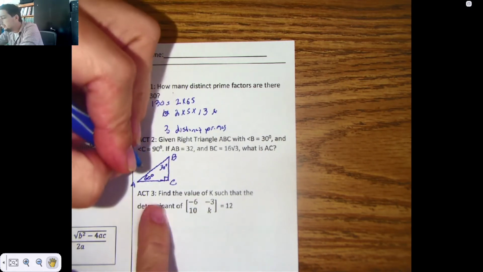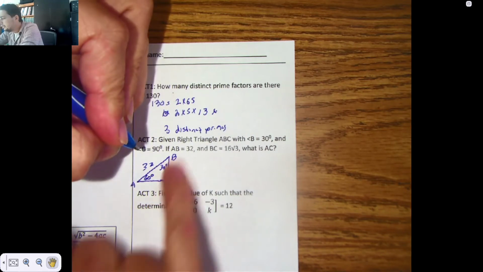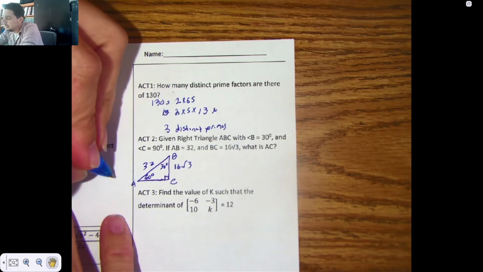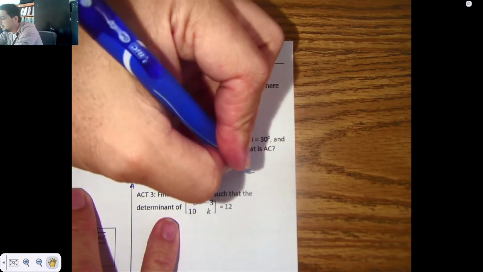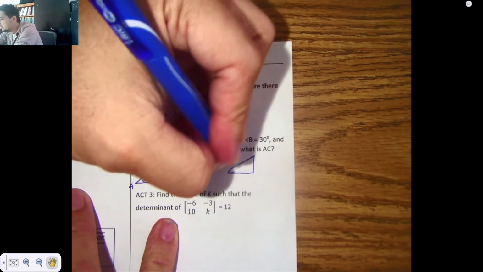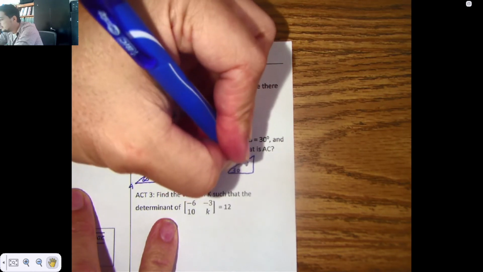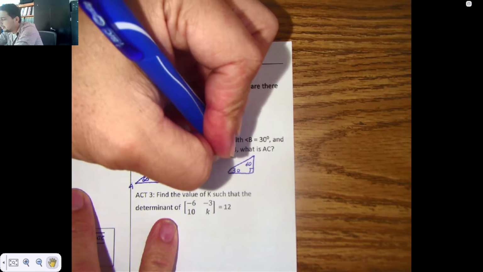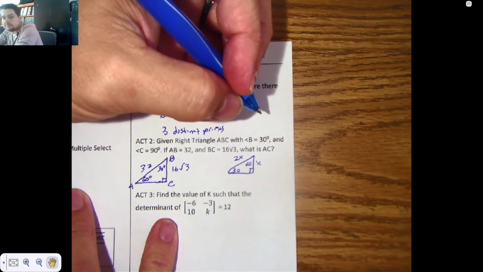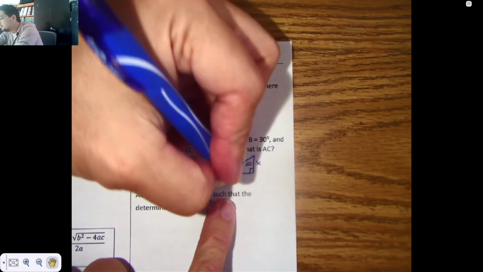You're told that A to B is 32, and that B to C is 16 root 3. So what I would really like for you all to be able to do is memorize the 30, 60, 90 theorem. That's what I'd like. In a 30, 60, 90, the hypotenuse is twice x. The short leg is x. And the long leg is x root 3.